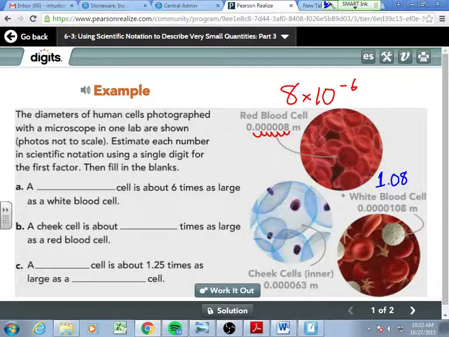1.08, or right about 1, times 10 to the, well now if my decimal's here, I need to move 1, 2, 3, 4, 5. So 10 to the negative 5th. Now wait. Now I've got different powers.